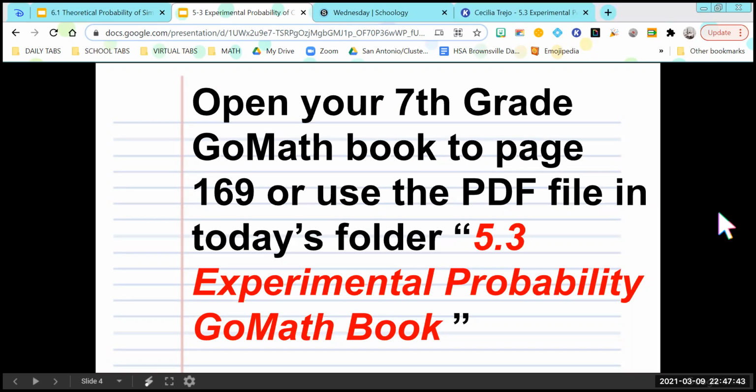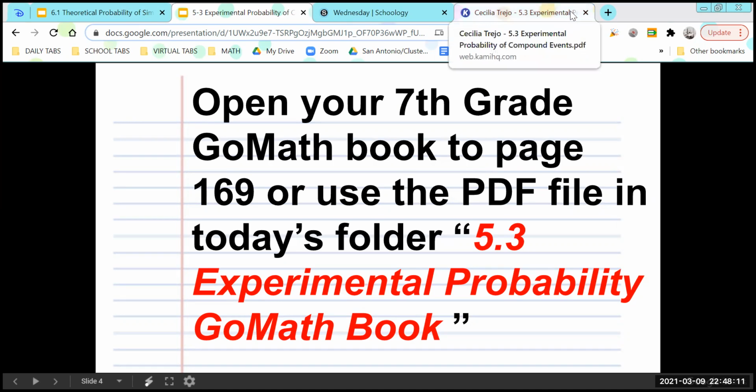If you don't, as always, I have the PDF file in today's folder that is labeled 5.3 experimental probability. Go ahead and open that up, and it's going to be the very first page that you open and load that we're going to start on. I already have that PDF file open in another tab, and that's what I'm going to use for this particular recording.